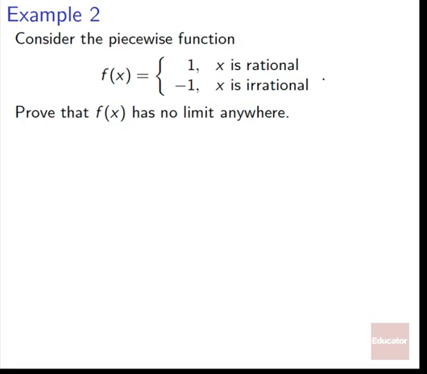So the very first thing we want to do here before we try to prove anything is we want to understand just what f of x equals 1 when x is rational, negative 1 when x is irrational means. So, well, first off, we need to remember, what does it mean for a number to be rational? A number is rational when it can be put as some a over b, where a and b are integers. That's what it means for a number to be rational. A number is irrational when it can't be expressed as a rational.